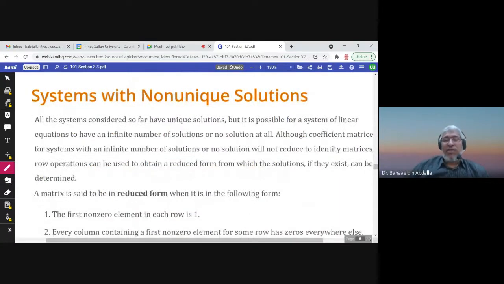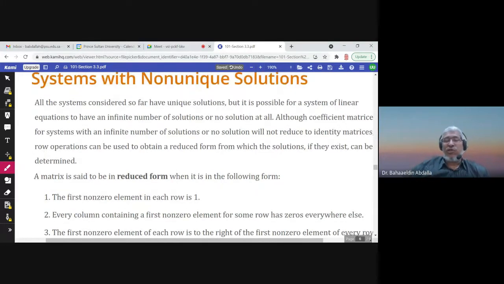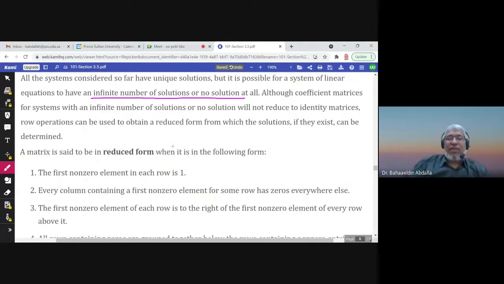Let us now talk about systems of non-unique solutions. We can have systems of no solutions or systems of infinitely many solutions. So what to do? In this case, when you try to use Gauss and Jordan elimination, the original matrix will not be reduced to the identity matrix. You will not be able to reduce the matrix to the identity matrix. Instead, you will reduce it to what we call the reduced form of a matrix.